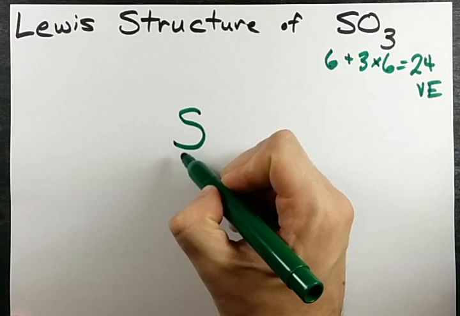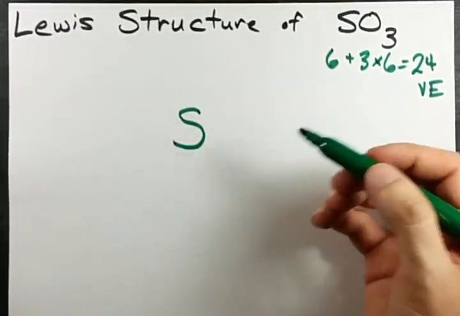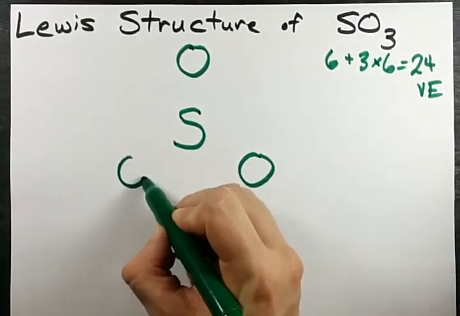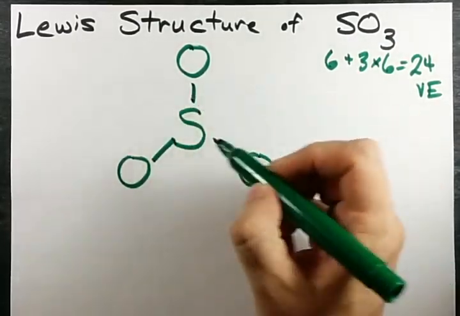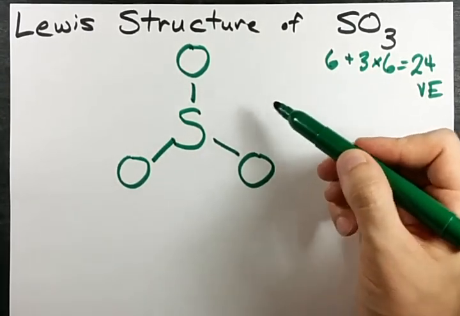Which atom goes in the center? The atom with the lowest electronegativity, which is often the atom that can make the highest number of bonds. So there's my sulfur in the center. Here are my 3 oxygens around it. I'm going to make connections between all of them, single bonds. That cost me 6 electrons.